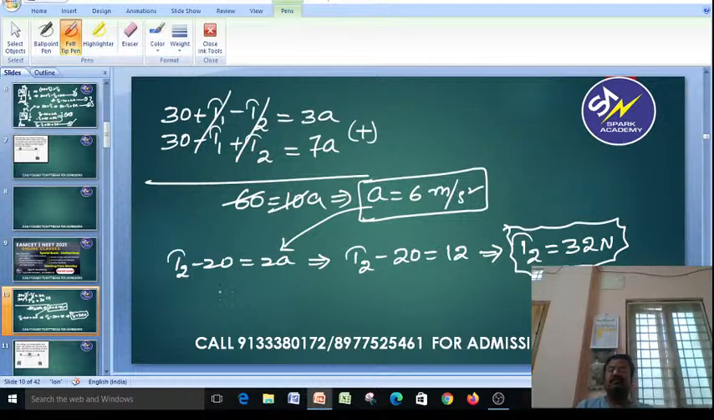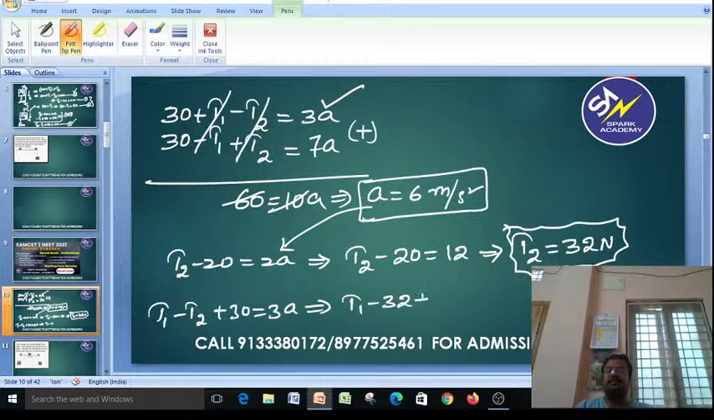It is nothing but the tension T2 existing in the second string. Now let us take another equation: T1 minus T2 plus 30 is equal to 3A. All values are there except T1. Let us substitute: T1 minus 32 plus 30 is equal to 18. Minus 2 remaining, so plus 2 on the other side, then you will get T1 value is equal to 20 Newton.